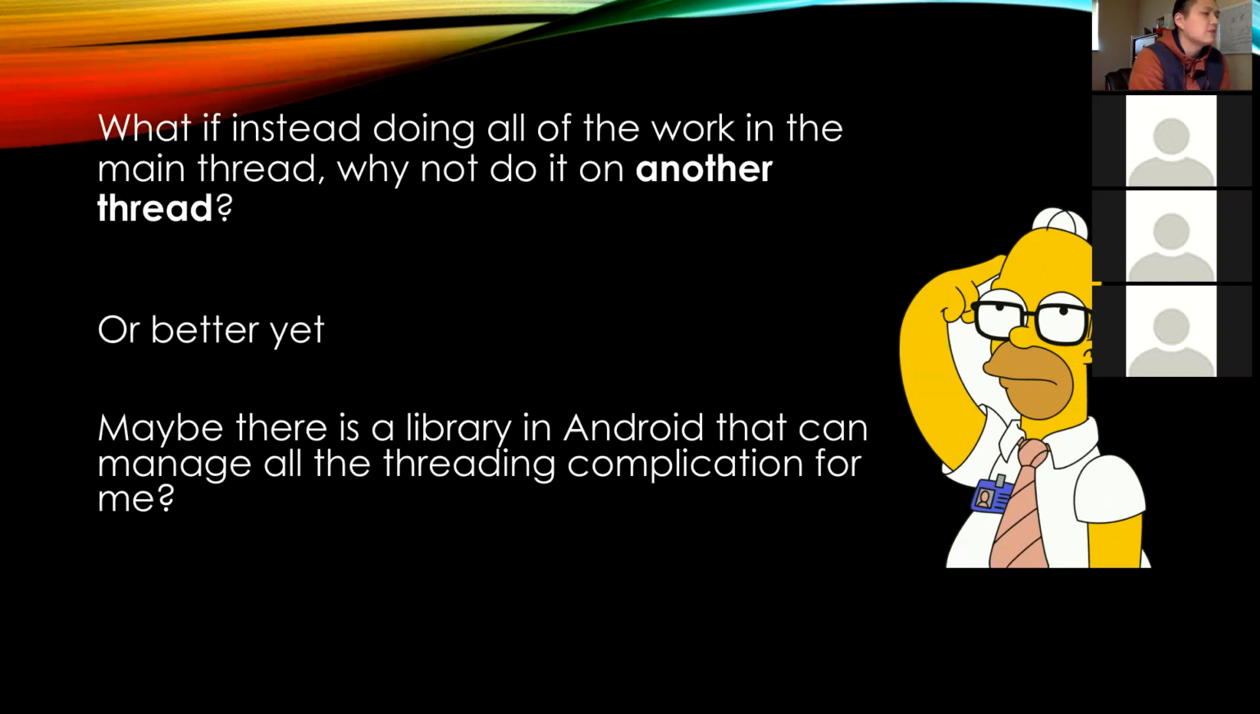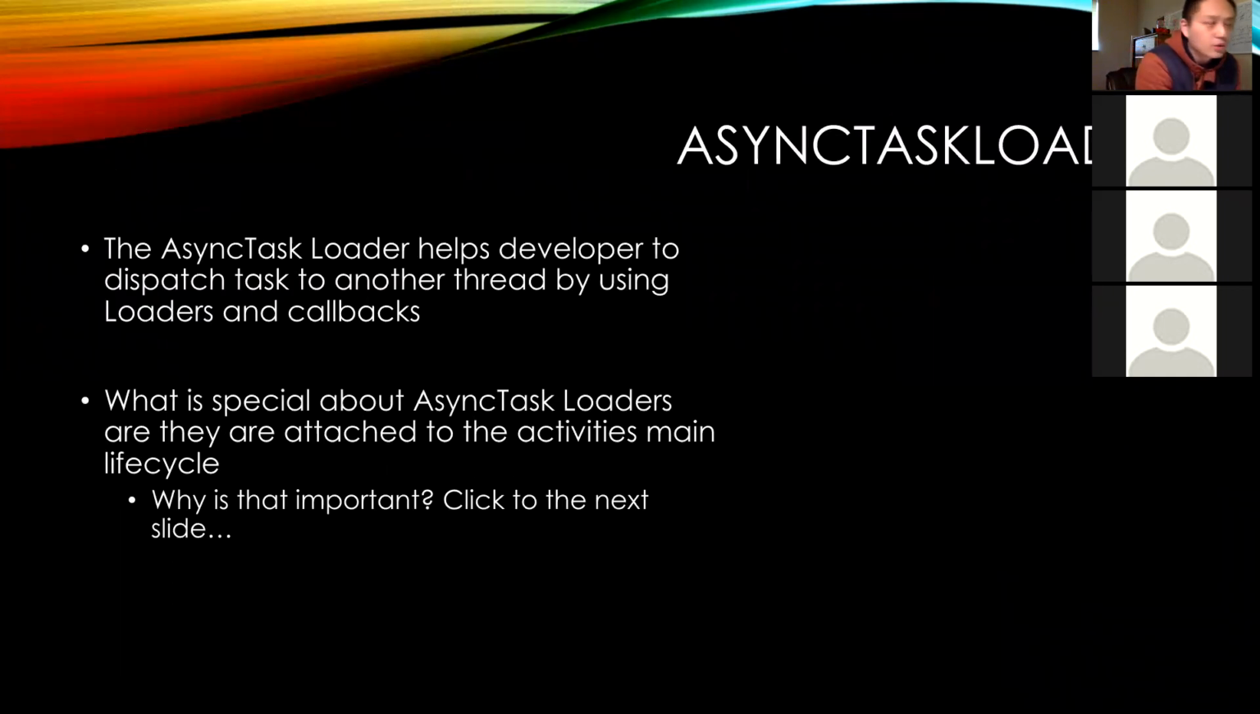Or better yet, maybe there's a library in the Android SDK that can manage all these threading complications, because as a developer, you don't need to worry about the low-level stuff like managing the thread deadlocks and things like that. Android has a library for you that's called the AsyncTaskLoader, right? So the AsyncTaskLoader, on the low level, if you're just talking about Java, is basically a neat wrapper. Okay, so AsyncTaskLoader is just basically a neat wrapper over the thread class.